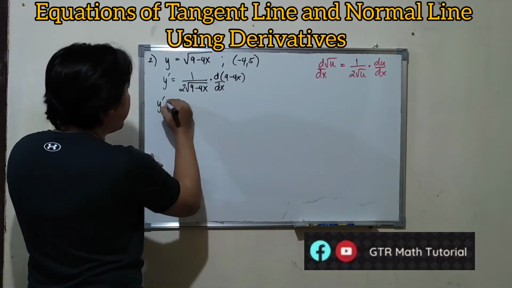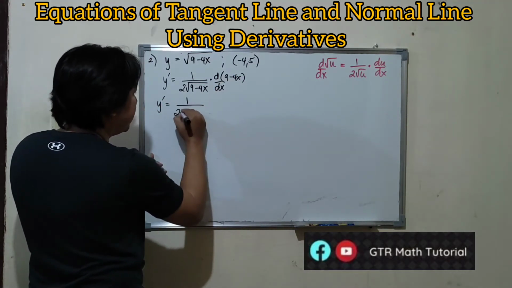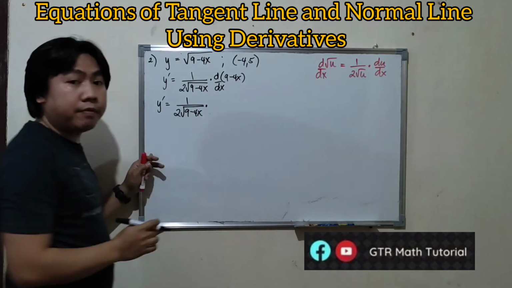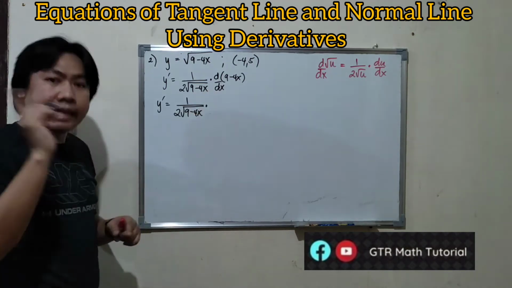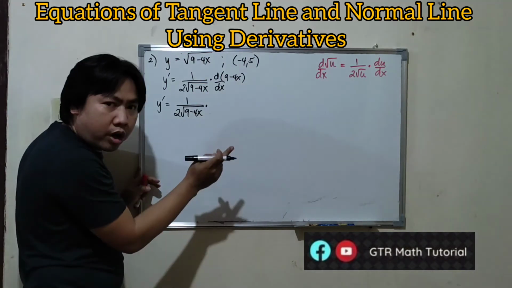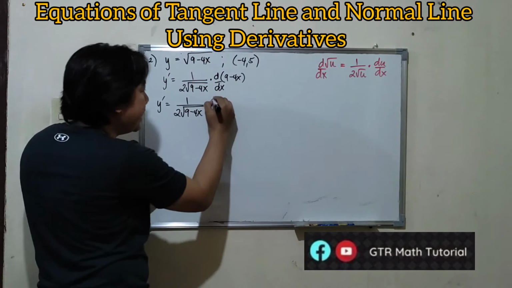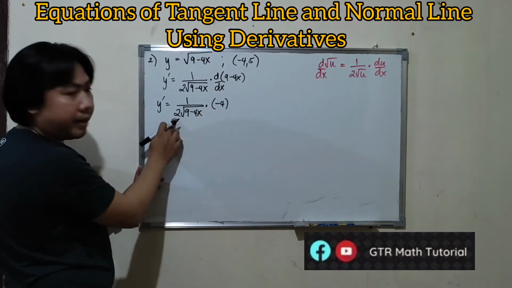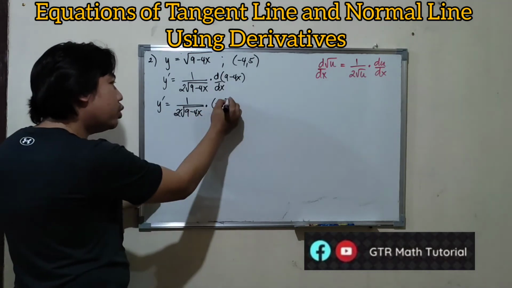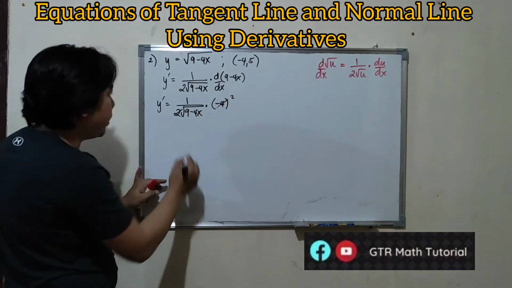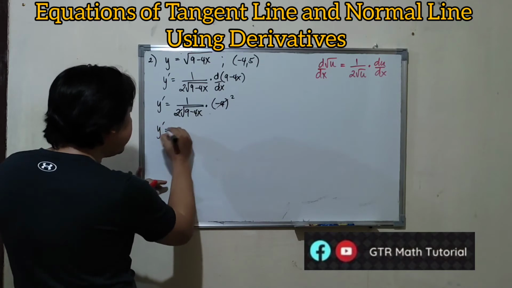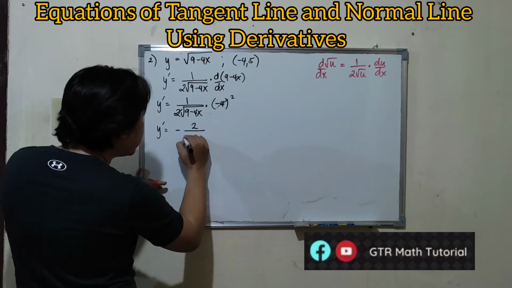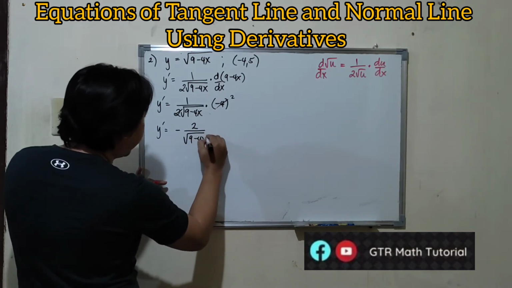Okay? So therefore, y prime is 1 over 2 square root of 9 minus 4x times the derivative of 9, a constant, which is 0. The derivative of negative 4x is negative 4. So simplify. Negative 4 divided by 2 is negative 2. So therefore, the derivative is equal to negative 2 over square root of 9 minus 4x.